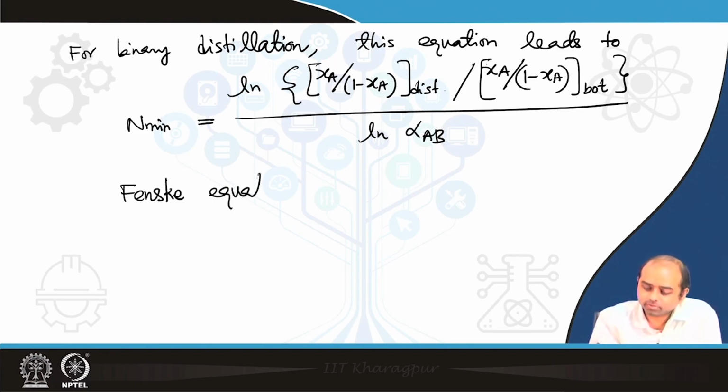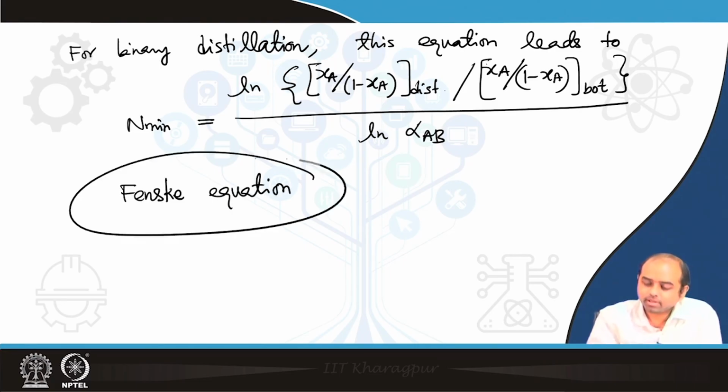So, this is known as the Fenske equation, right. So, the minimum number of trays based on the total reflux condition can be estimated on the knowledge of this relative volatility or some gross relative volatility of the mixture, and provided the top and the bottom compositions of the key components are known. Now, let us quickly move to the Underwood equations.